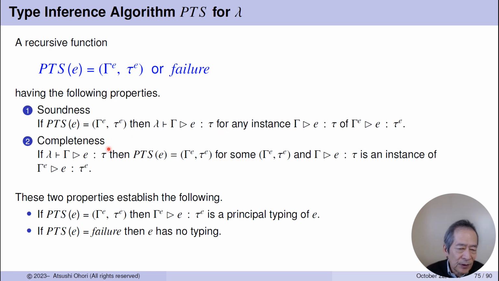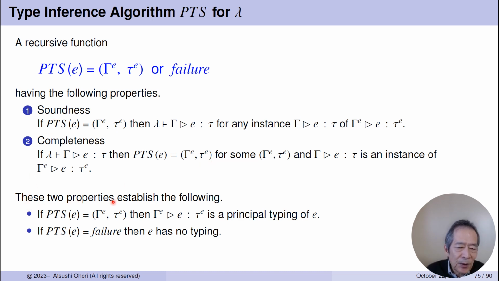The completeness, the second property, is the following. If something is derivable under this lambda system, then PTS returns some typing, and this given derivable typing is an instance of the result of this type inference. So completeness says intuitively that this algorithm infers any possible derivable typing as an instance of the result, right?